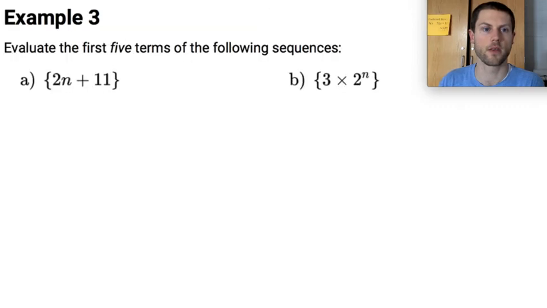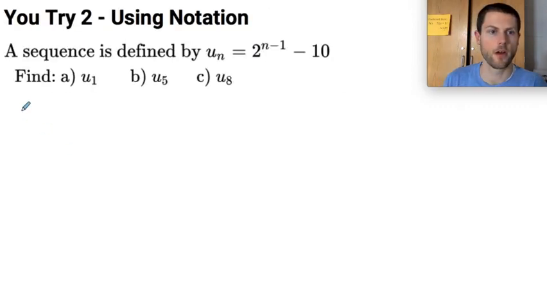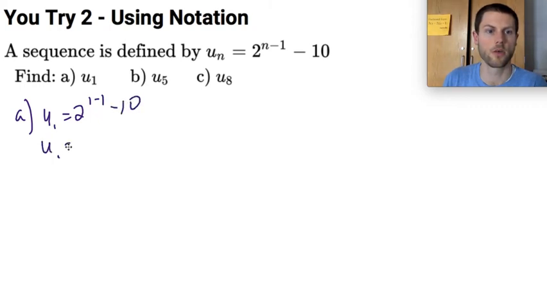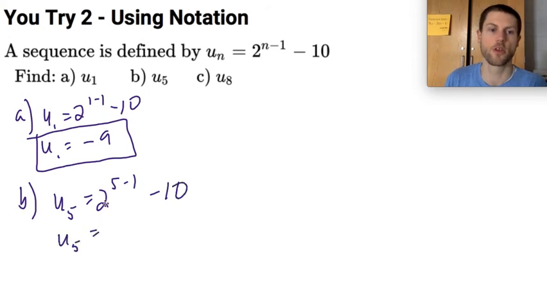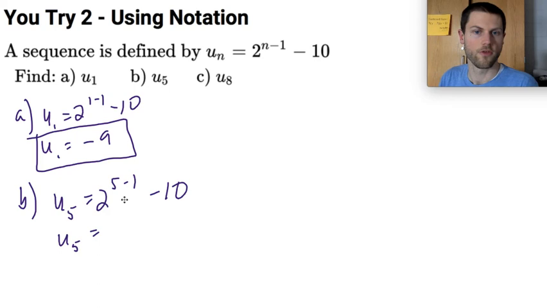All right, and the answers here, I guess I didn't write these out, so let's just do this together. So u sub 1 is going to be 2 to the 1 minus 1, minus 10. So this would be 2 to the 0, which is 1, minus 10, so this is going to be negative 9. That is u sub 1. For b, u sub 5 is going to be 2 to the 5 minus 1, all that minus 10. So this is 2 to the 4th, which is 16, minus 10 is 6.